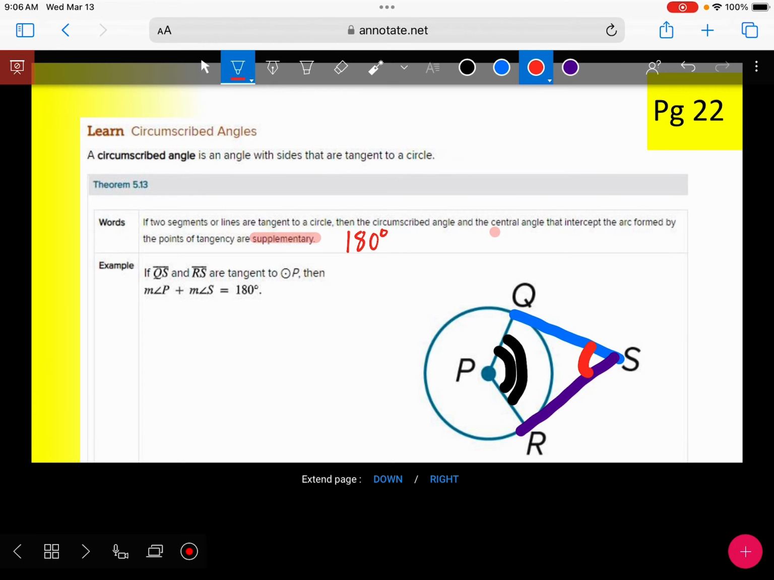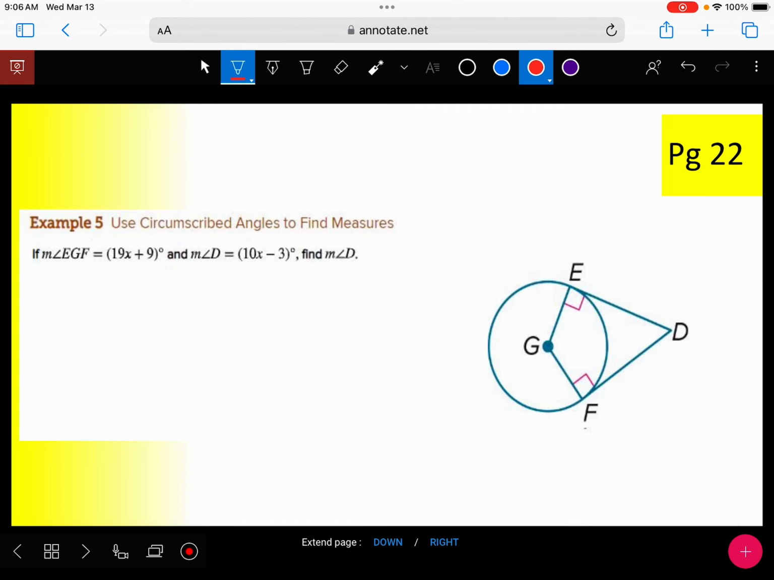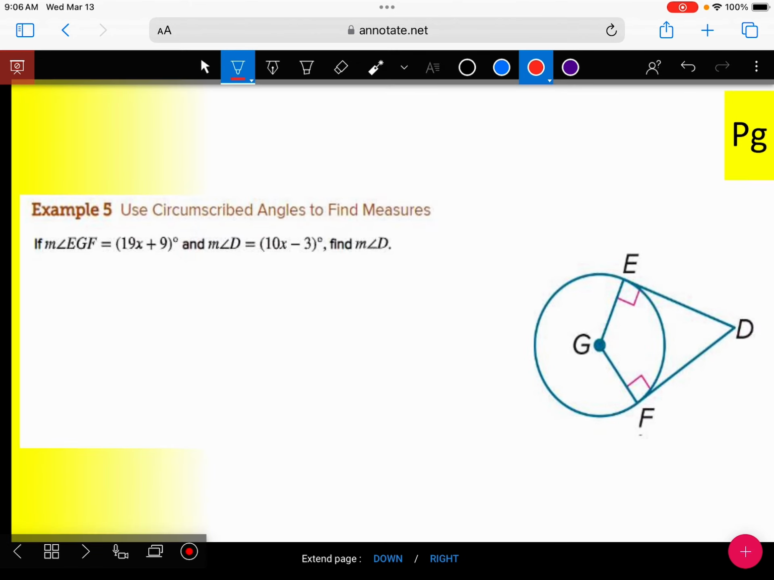So on page 22, when you see that, to me it looks like a party hat. The opposite angles in the party hat are supplementary. They add up to 180 degrees. And this was the only question that we could not do on homework 3, so now we can finish that. When I look at this example, let's go ahead and fill this in.